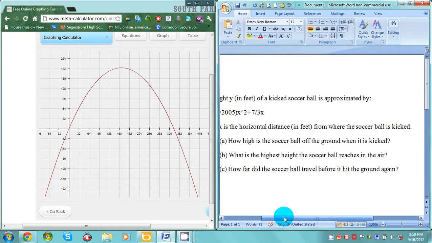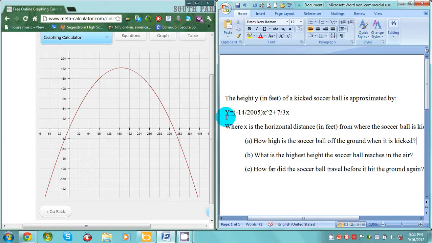And what I got was this equation: y equals negative 14 over 1005 times x squared plus 7 over 3 x. There's no plus anything here, there's no y-intercept, because you're just kicking it from the ground, from 0 feet, you know what I'm saying?